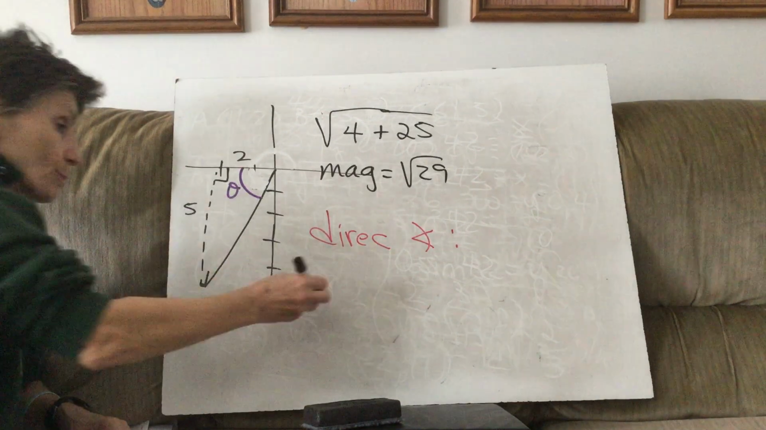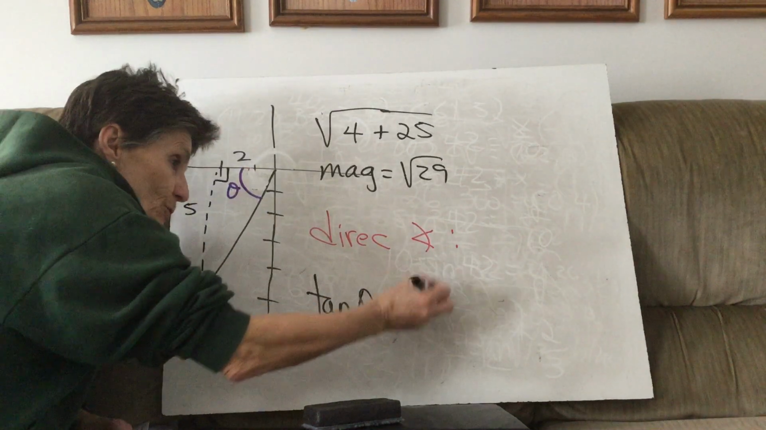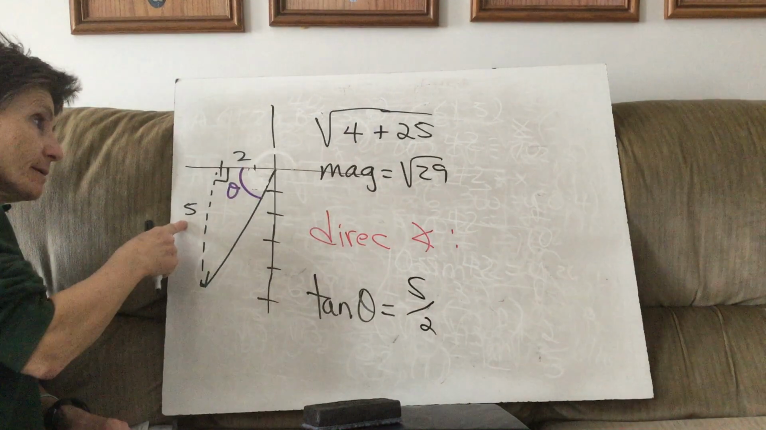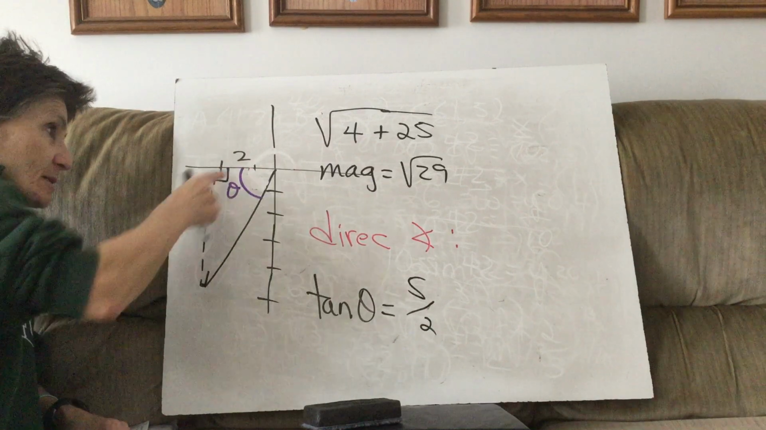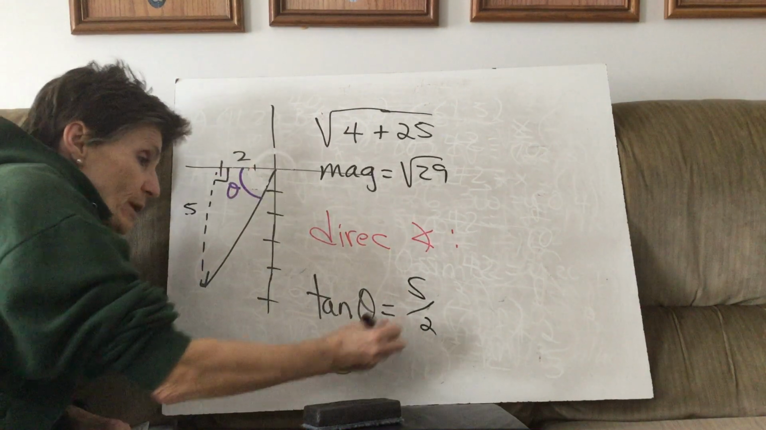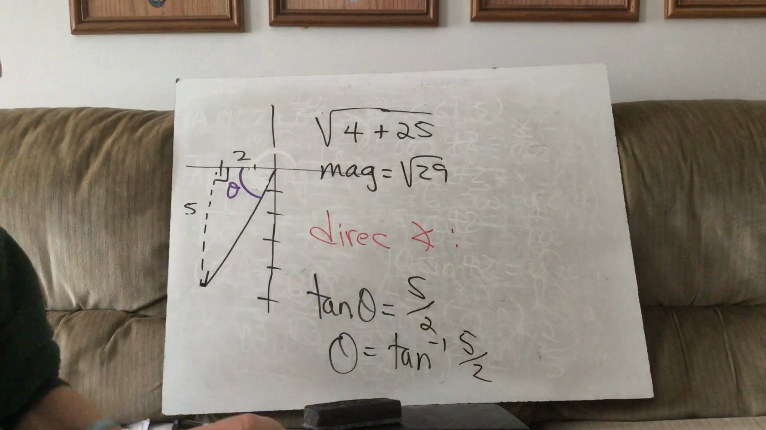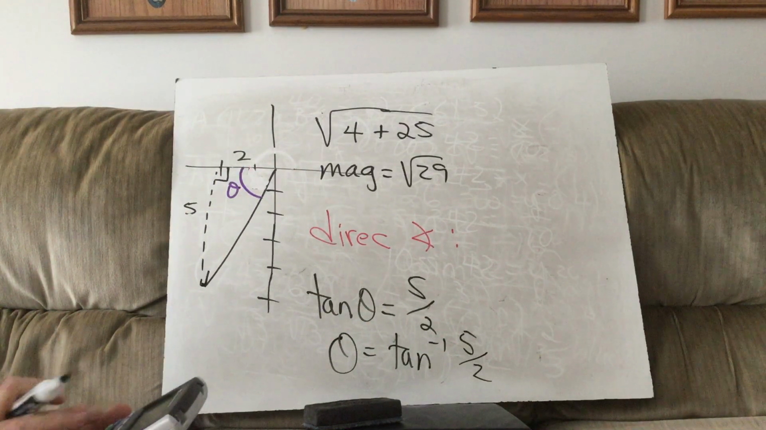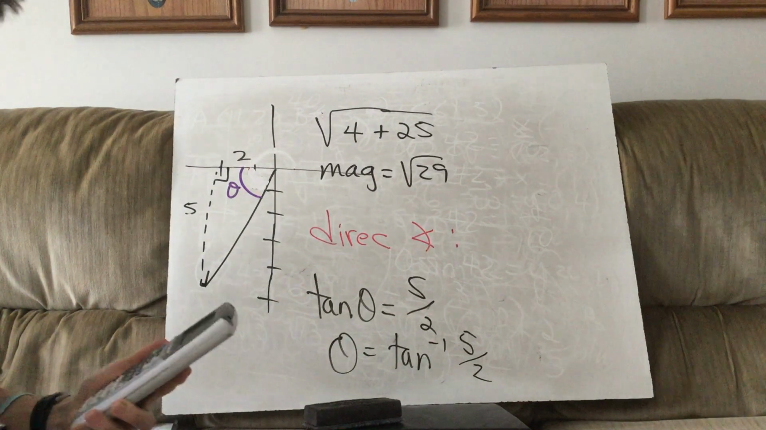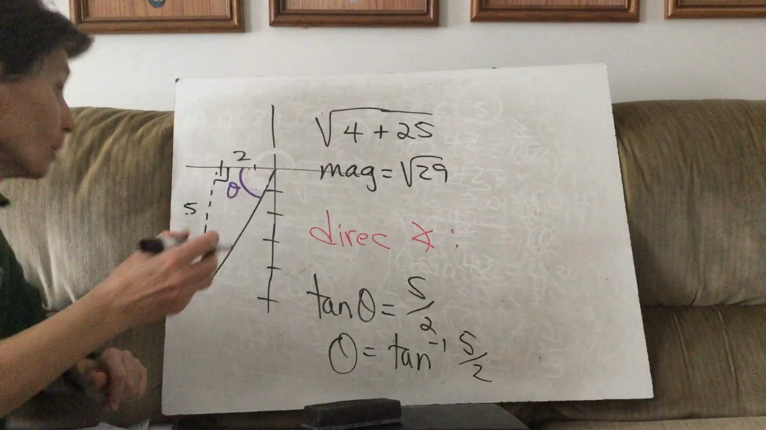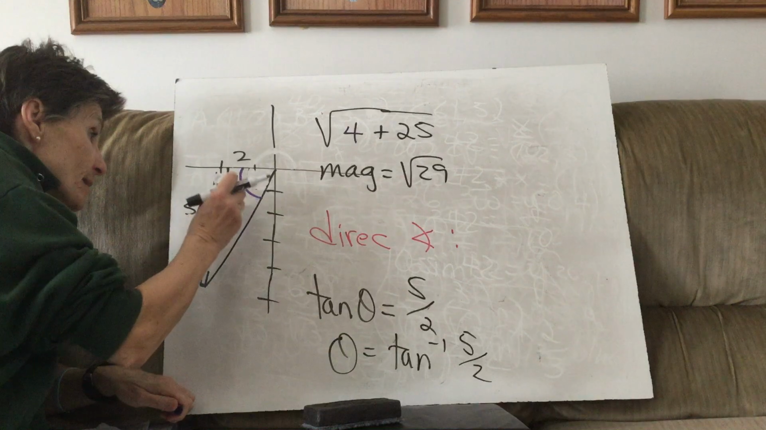Isn't it true that the tangent of that angle is 5 over 2? This is the opposite side. This is the adjacent side. So the tangent is 5 over 2. So we could find that angle by inverse tangent of 5 over 2. And I got 68.20 basically. So the purple angle is 68.20.